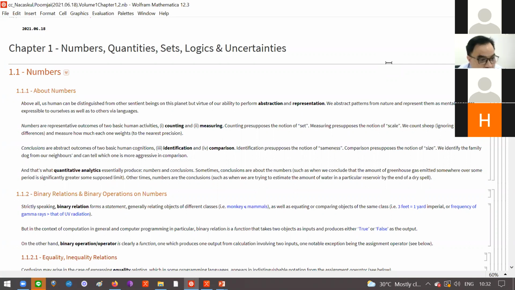Okay, so the activities are counting and measuring, but once you get there, once you get the numbers, what can you do with it? You can do two mental cognition exercises: identification and comparison. You definitely have to identify likes with likes, so you can consider them to be the same set and count them. You can compare. A person who's 1.3 meters tall is shorter than the person who's 1.5 meters tall.